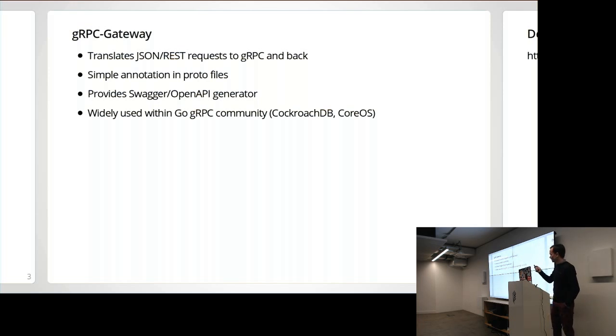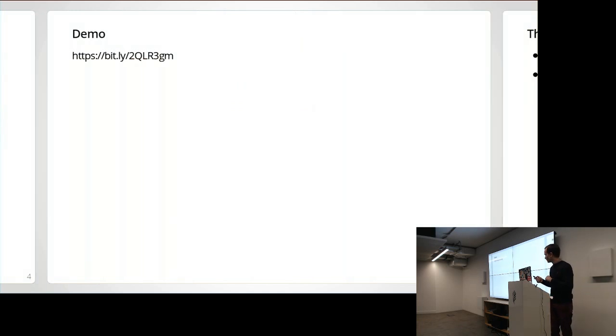Very easy to use, just a simple annotation in the protofiles, very natural. It provides a swagger / API generator, so you can define your types, your interface completely within the protofile, and it will generate a swagger file for you that your front-end devs or whatever can use if they like. And it's widely used within the Go gRPC community with large customers such as CockroachDB and CoreOS. So let's see it in action.